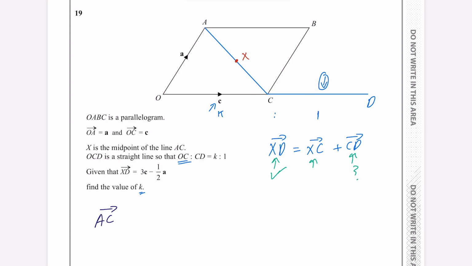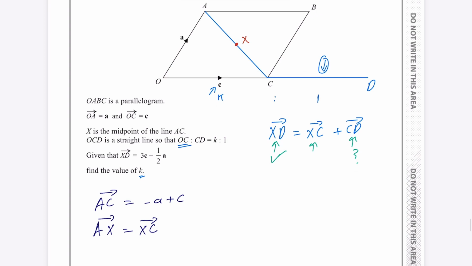A to C, how do I go from A to C? Well, that's going to be minus a plus c, right? So what's AX going to be? Well, AX is equal to XC because it's a midpoint. We're interested in XC, but they're both the same, right? It's going to be a half of AC because it's a midpoint, so it's going to be a half of this. So all of a sudden, I've now found what this is. And now all I need to do is take away this, and that will tell me what that is.